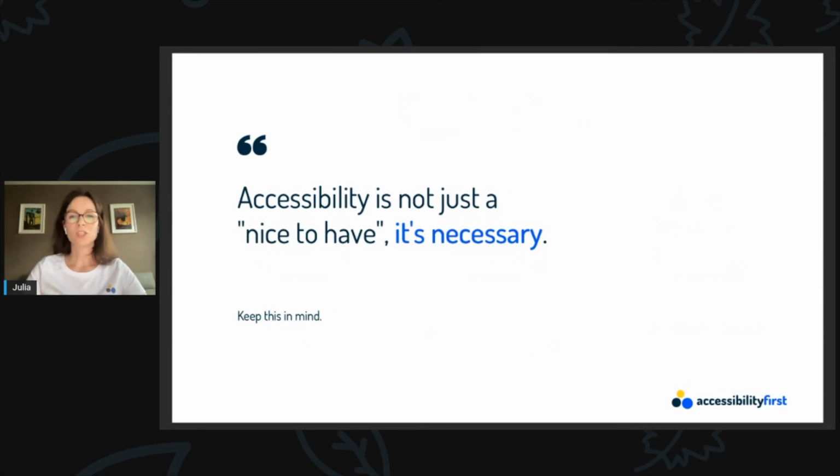Most accessibility features are invisible anyway and usually only accessible to screen readers. And please keep in mind that accessible design doesn't just make life easier for people with disabilities. In many cases, it makes things possible, meaning that accessibility is not just a nice to have, it's necessary.